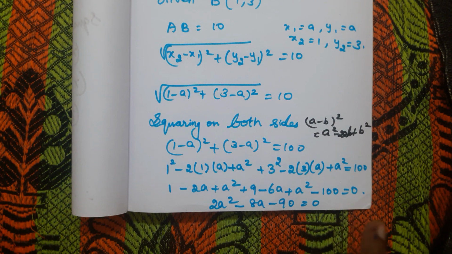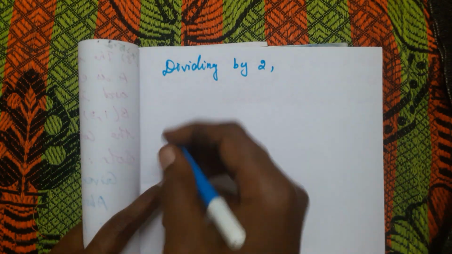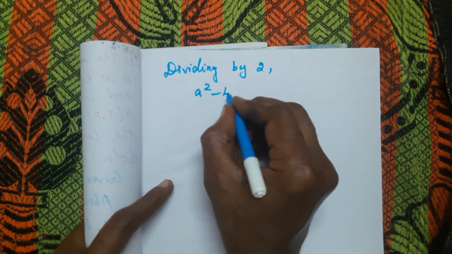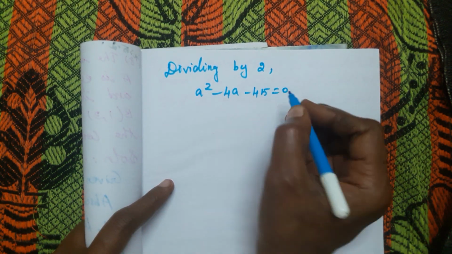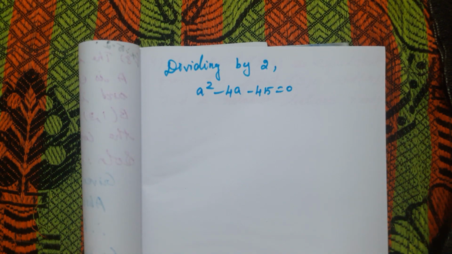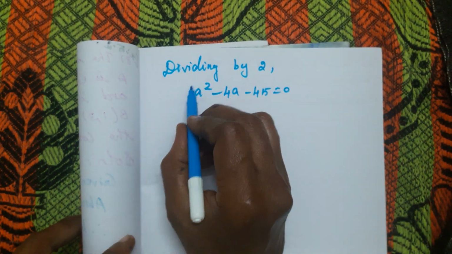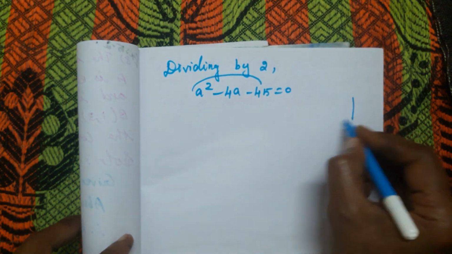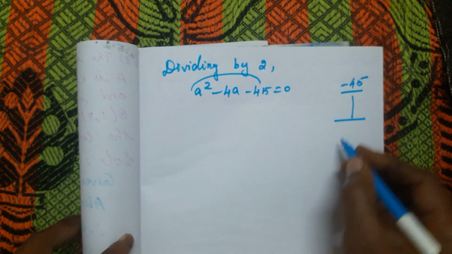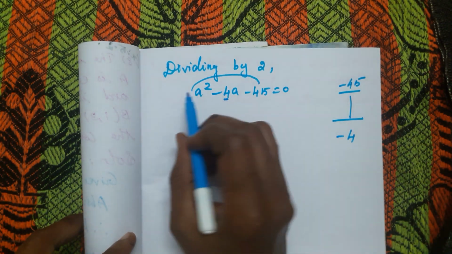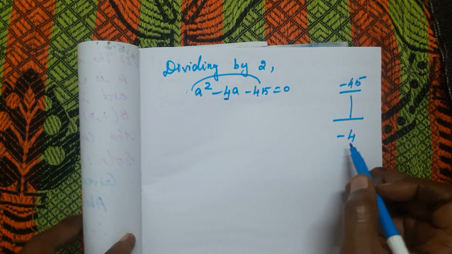Okay, dividing by 2, A square minus 4A minus 45 is equal to 0, we will get. Now here we want to factorize this. In the third lesson you have learned factorization. How do you want to factorize this? Multiplying gives minus 45, adding gives minus 4.